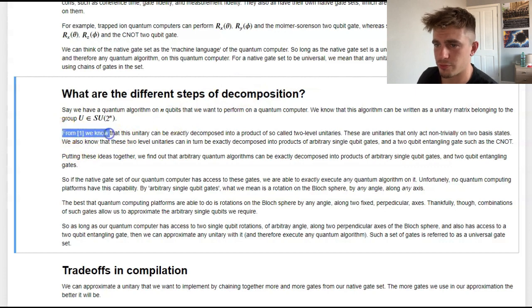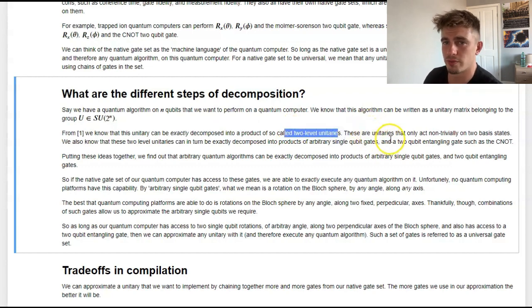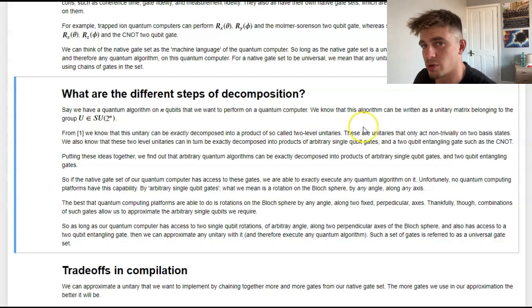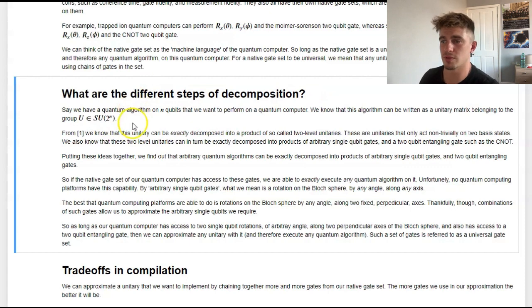If we look at reference 1, which is Nielsen and Chuang's textbook, we find out that any unitary can be exactly decomposed into what are called 2-level unitaries, which are unitaries on n qubits, but they only act non-trivially on 2 basis states. Then these 2-level unitaries can be approximated by just 2-qubit gates. And then 2-qubit gates can be approximated through CAC decomposition, which was in the final slide of the presentation at the start, into arbitrary single-qubit gates and a 2-qubit entangling gate.